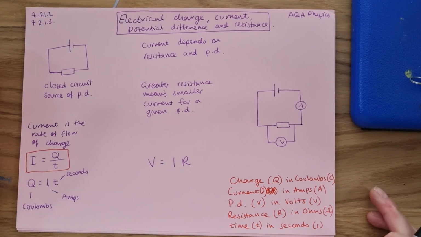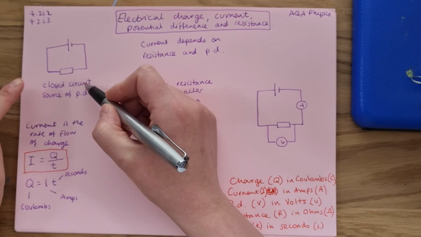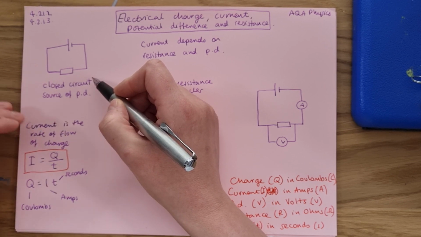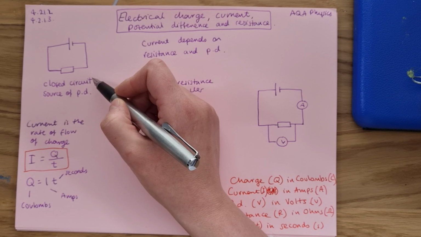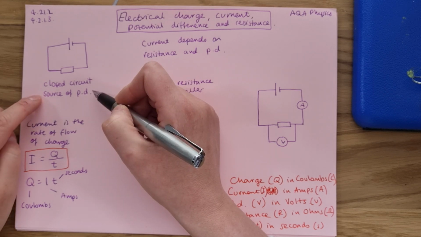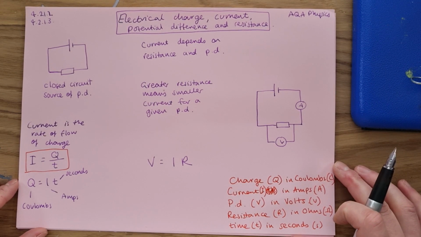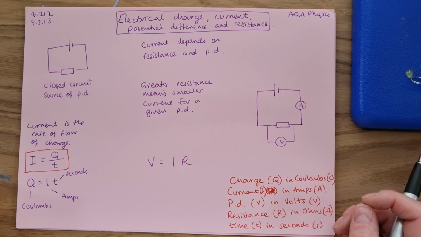Now, in order for charge to flow in an electrical circuit, you need two things. You need a closed loop. Charge isn't going to flow if there's a break in the circuit. It has to be a closed circuit, right? A complete circuit. And also a source of potential difference. So like a cell or a battery, or it could even be, for the electromagnetism part of the course, you moving a wire in a magnetic field.